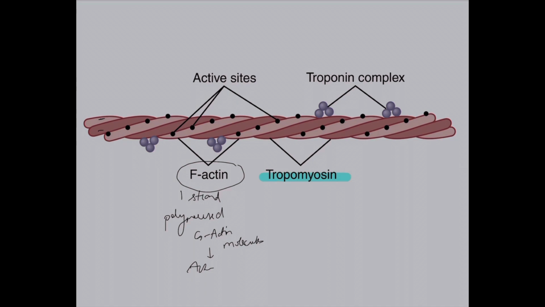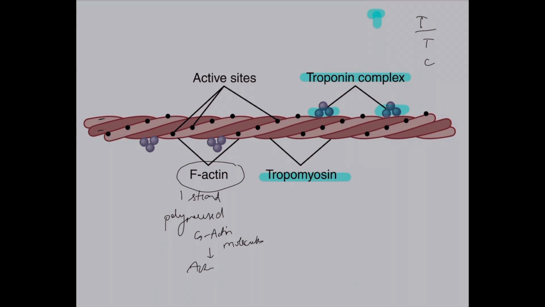Now let us see the next one, the troponin complex. The troponin complex is called a complex because it is made up of 3 subunits. These subunits are troponin I, troponin T, and troponin C.